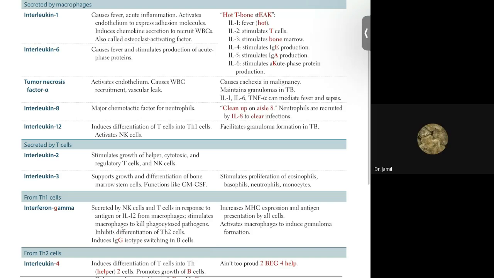Sir, there are two interleukins. One is for formation of the granulomas, and one is for the maintenance of the granuloma. Can you explain this one? I think interferon gamma and alpha. The alpha is TNF alpha. Interferon gamma is for formation of the granuloma, and TNF alpha is for maintenance.